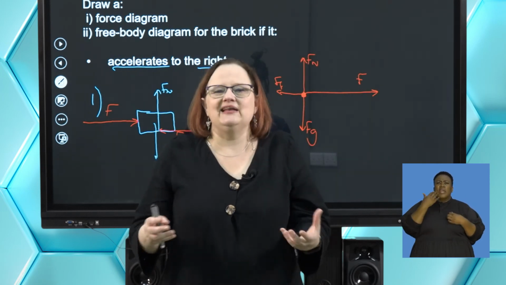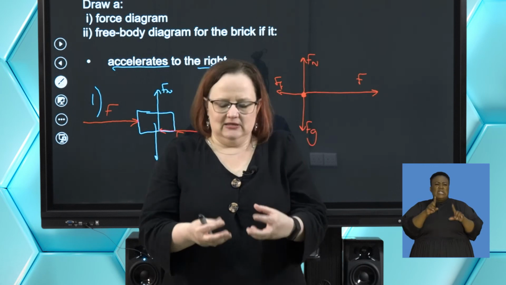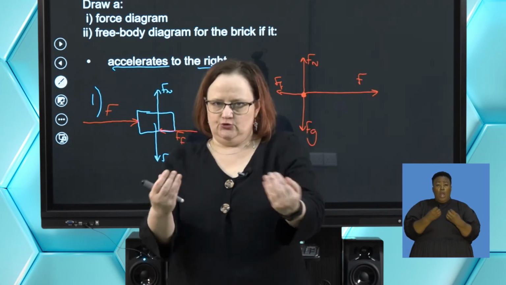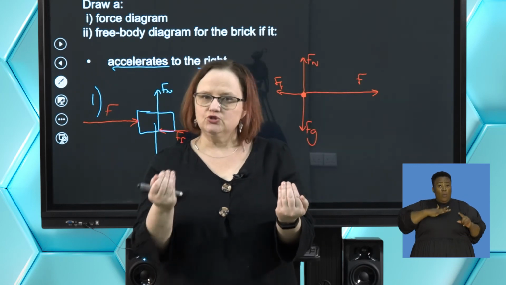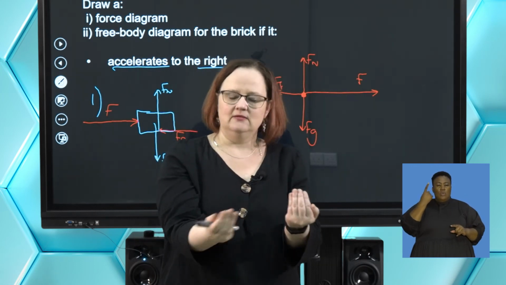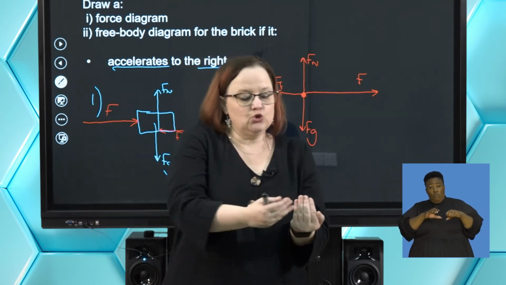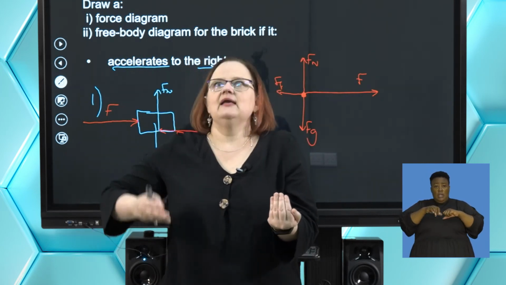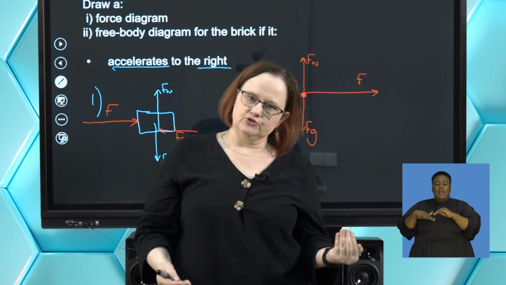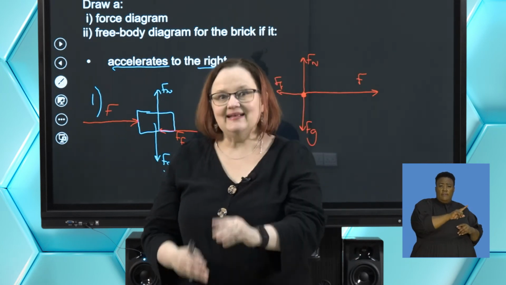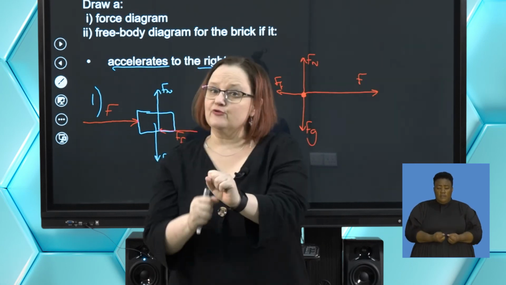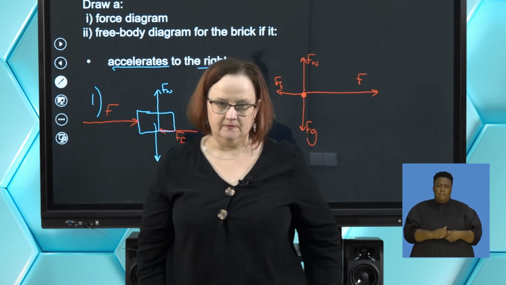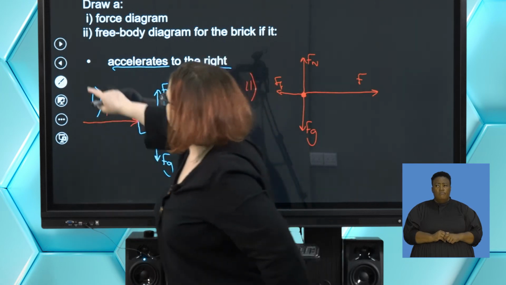So I'm not worried if in real terms it's exactly correct in terms of how much bigger or smaller the two forces are. I just want to know that you understand that the force to the right, which causes the acceleration, is bigger than the force to the left. But at the same time, the normal force and the gravitational forces are still equal. Okay. All right. Next one.